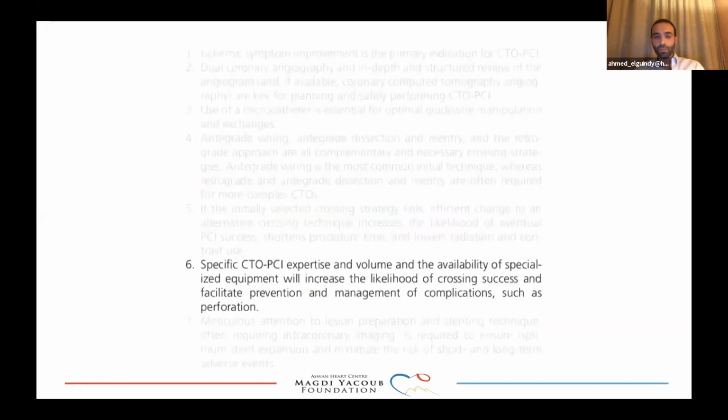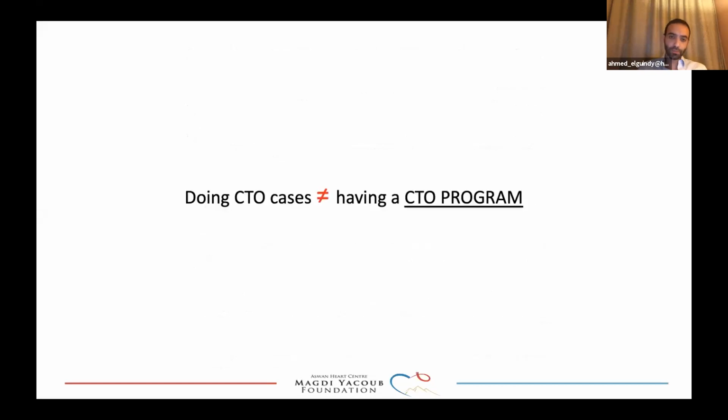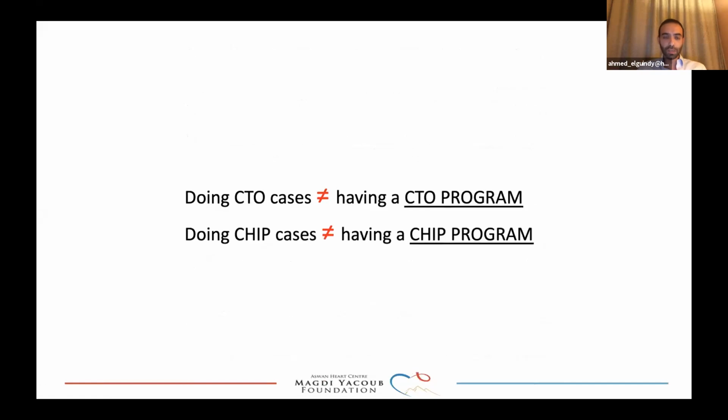The one thing we stress again in this white paper is that these procedures obviously need skill in terms of expertise and volume. And obviously, they need to be done within a special setup that secures specialized equipment, because such equipment will not only increase the likelihood of success, but will also facilitate the management of complications such as perforation or otherwise. So it is fundamental to understand that doing a CTO case does not equal having a CTO program. Similarly, doing a complex and high-risk indicated patient, or CHIP, case does not equal having a CHIP program.